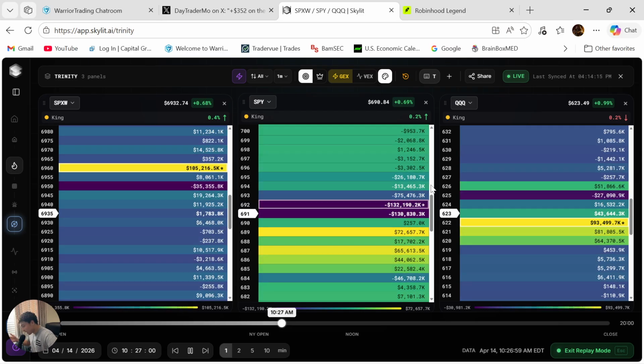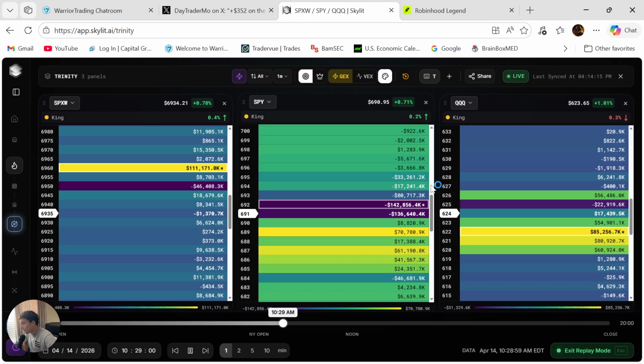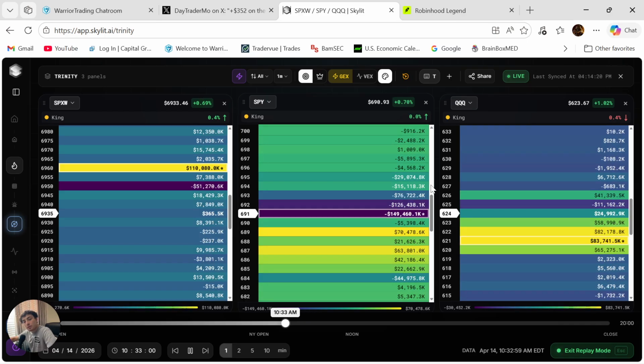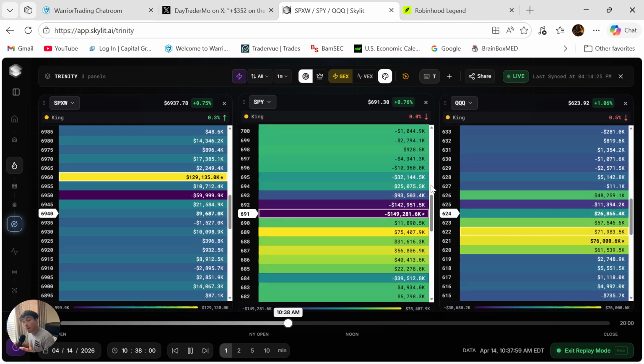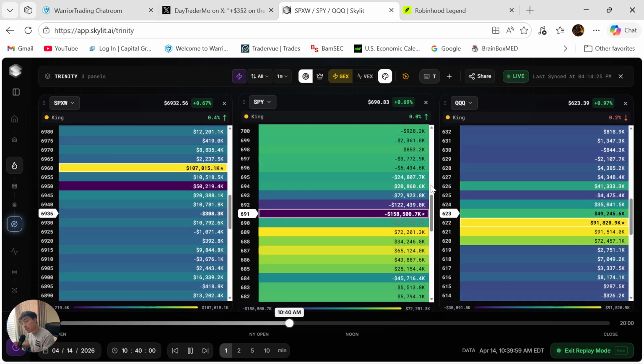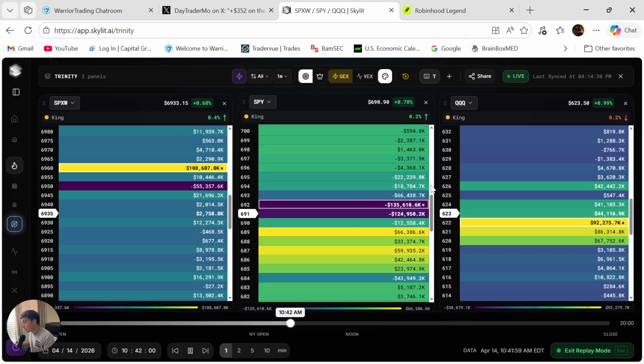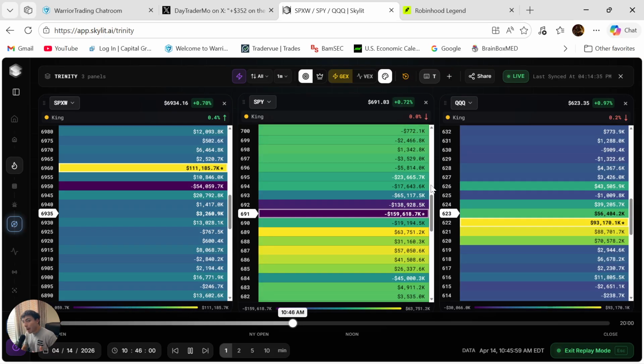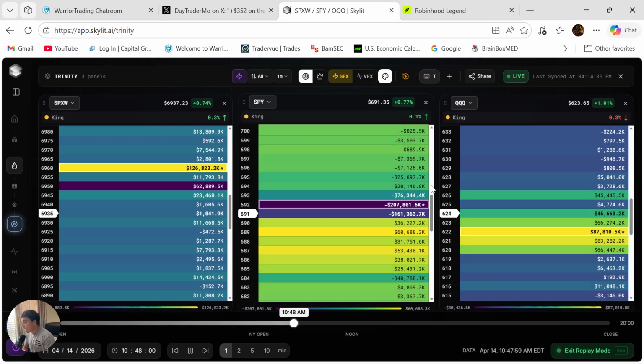Now this is just looking at the Skylit AI, but this is still good. What I've been told, or what I've read, is that this king node acts like a big magnet, because it's a big order, so it's going to bring the price up, because the hedgers or the dealers are forced to buy in.